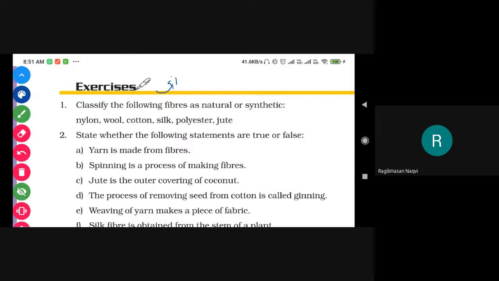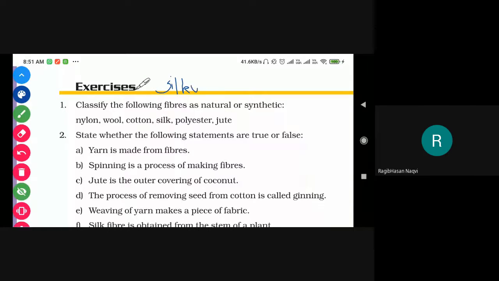We get silk from silkworm. Okay, ma'am. Then polyester. Ma'am, synthetic. It is synthetic. Okay, and jute. Natural. Ma'am, it is natural and it is a plant source.